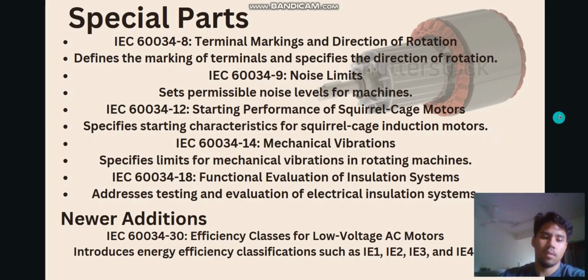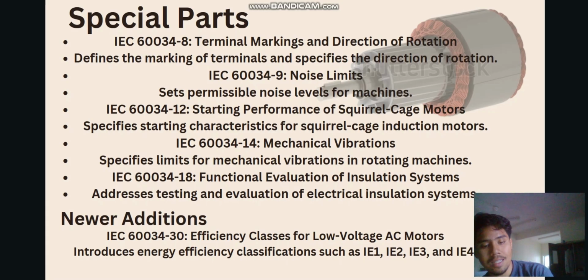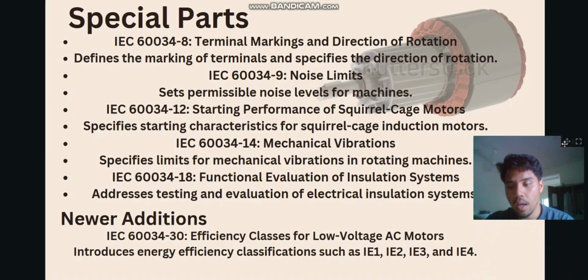And for the final special part, we have IEC 60034-18. This last special part explains the functional evaluation of insulation systems. It addresses testing and evaluation of electrical insulation systems. And we have a new edition, which is IEC 60034-30. It talks about efficiency classes for low voltage AC motors. It introduces energy efficiency classifications such as IE1, IE2, IE3, and IE4.